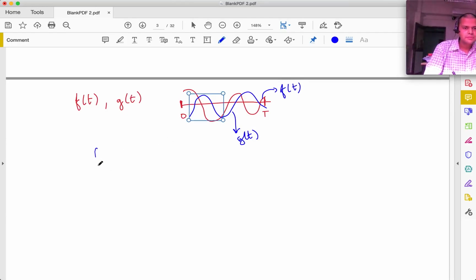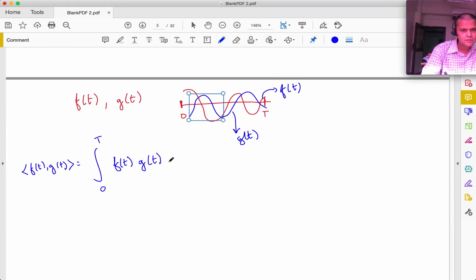So in these functional spaces, to take the inner dot product, I just integrate the signal, and that gives me the dot product. Sometimes the dot product is called the inner product.